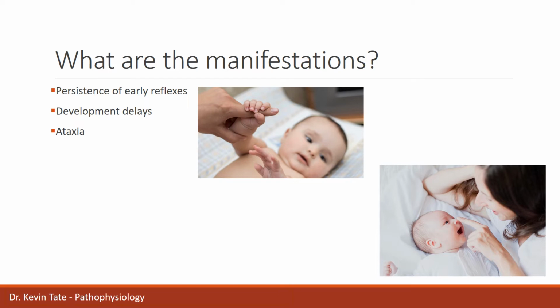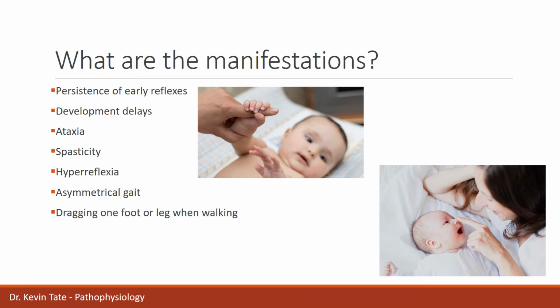Ataxia is going to be impaired balance that resembles that of an intoxicated person. Spasticity means your muscles and your reflexes might be spastic, meaning they're irregular and they spasm. Hyperreflexia would mean that you have reflexes that are exaggerated, right? So they're going to more easily occur, or they'll occur randomly.